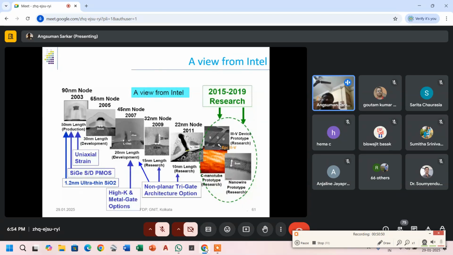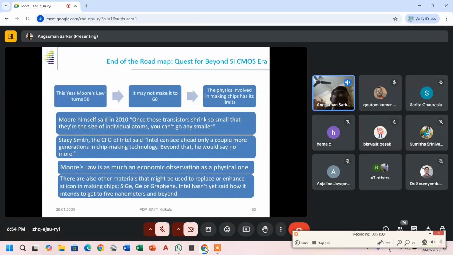But unfortunately, none of them has been used for commercial purposes by Intel. Commercially, neither carbon nanotube, nor III-V, nor nanowire has been used by Intel. But this has been a research area. So this is the end of the roadmap quest for the beyond silicon CMOS era. This year Moore's law turns 50, so it may not last much more than 60.